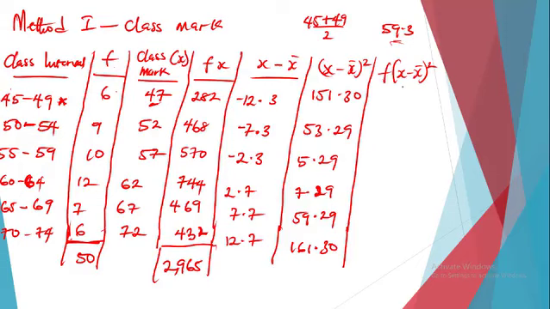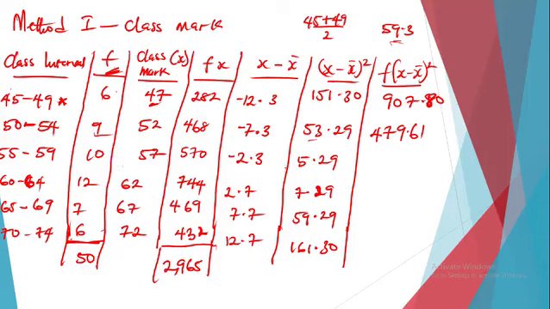Okay, now we've gotten x minus x bar squared. We are now to find the value of f into x minus x bar squared. What does that mean? It means f, which is our frequency here, times these ones. So we have 6 times 151.30. What do we have? We have 907.80. Okay, we have 9 times 53.29 to give us 479.61.